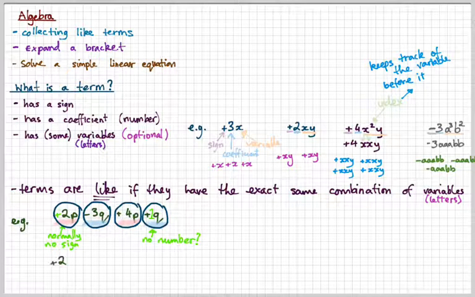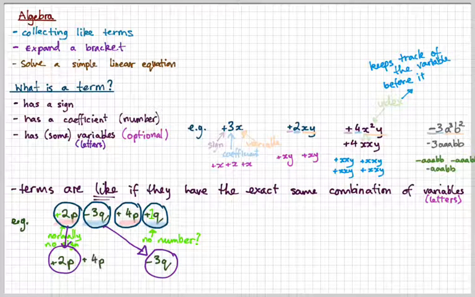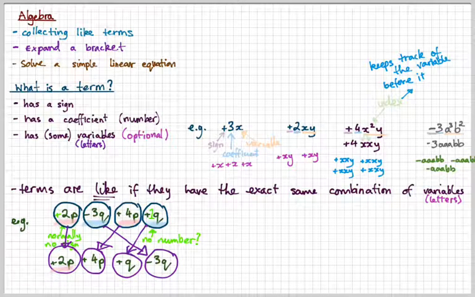So I could rewrite this plus 2p here, and then next to that plus 2p I could write the plus 4p. Well, I'm going to put the minus 3q over here, and next to the minus 3q I could write the plus 1q. Okay. Now what I've done is I've put my like terms next to each other so it's easier to see them and easier to add them.